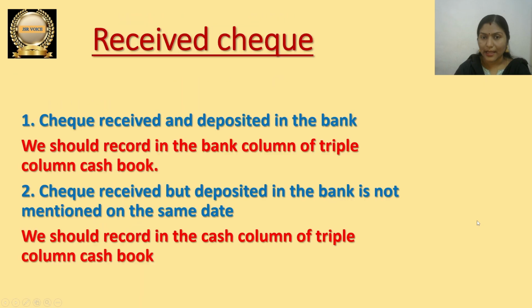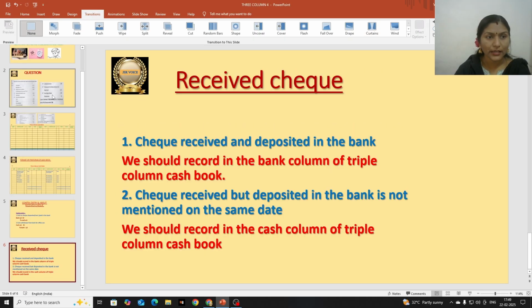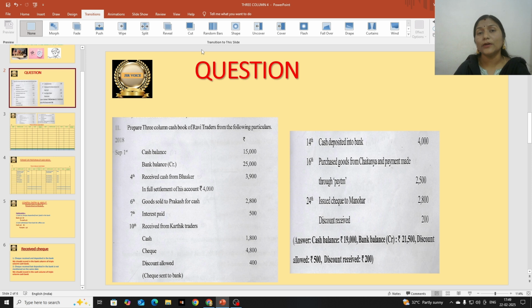Whenever you are going to prepare 3-column cash book, compulsorily you must know the format of 3-column cash book. Without knowing that you can't prepare it. And apart from the format, you should know about contra entry and the treatment of received cheque in 3-column cash book. Then it will become easy for you to solve the problem. I discussed this format, contra entry and received cheque treatment in the previous introductory class. You can check it if you want.